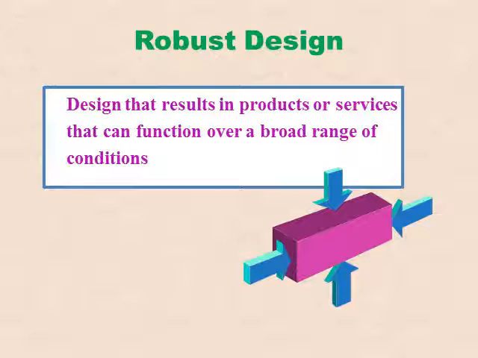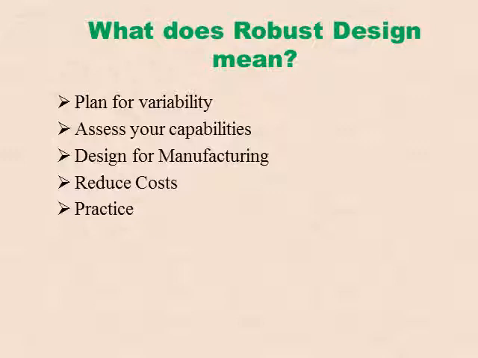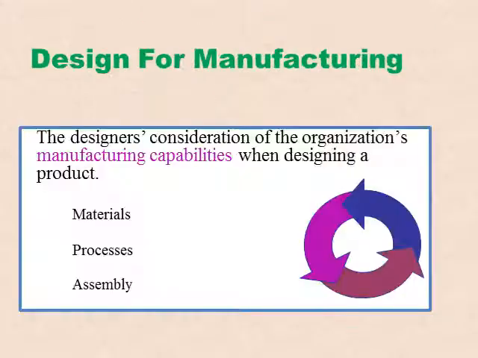Robust design. Robust design results in a product or service that can function over a broad range of conditions. Means when designing any product, we can consider a wide or broad range for the product for performing the function. So what does robust design mean? It is planned for variability. They assess your capabilities. What is the capability of that product? Then design for manufacturing, which reduces the cost and increases profit.